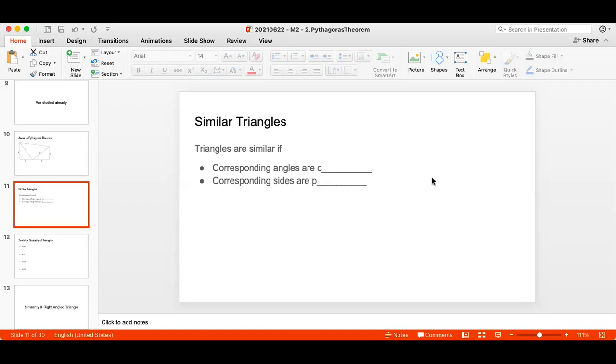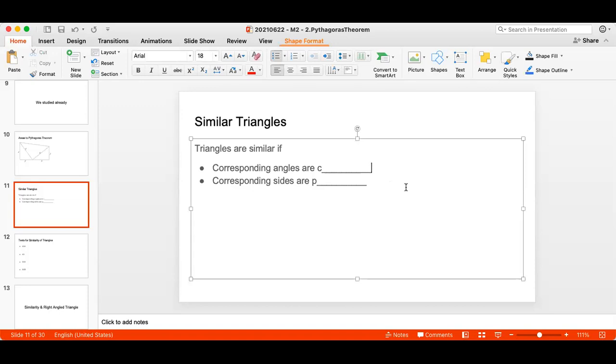understand what similar triangles are. And we have studied it. Some of it we studied last year, and more of it we studied this year in chapter number 1 of Maths 2. Now, help me complete this. Triangles are similar if corresponding angles are what? You can speak or you can type.